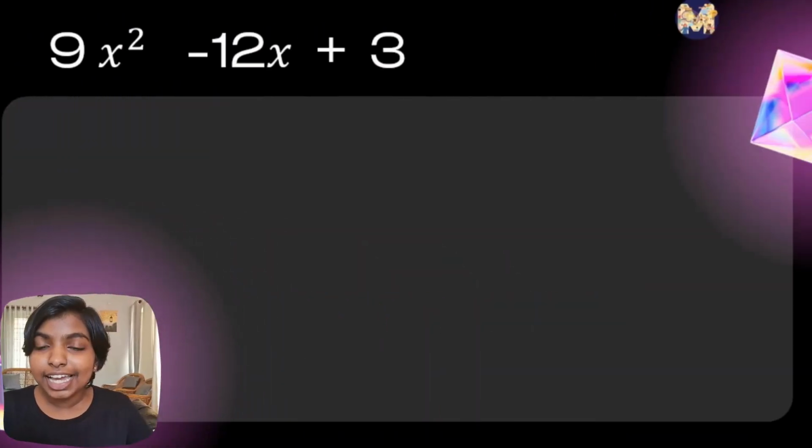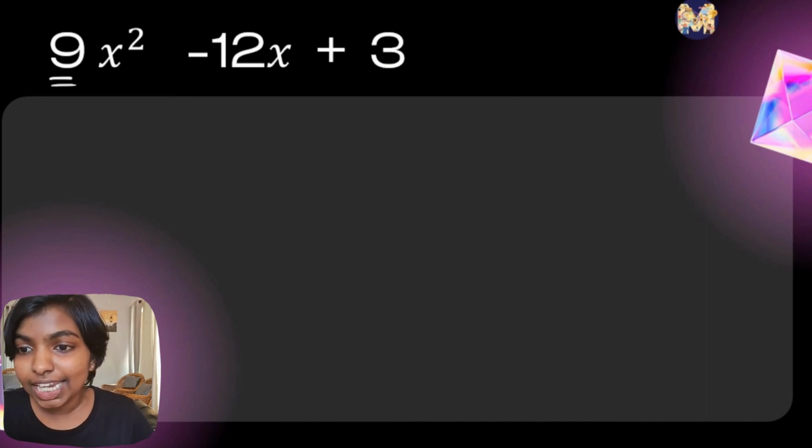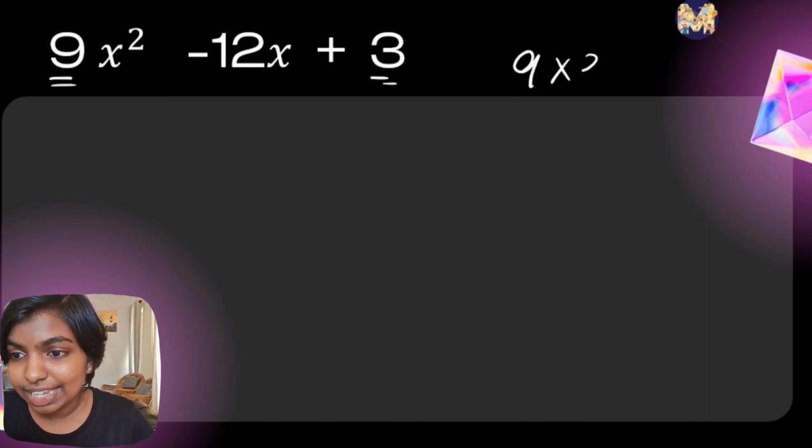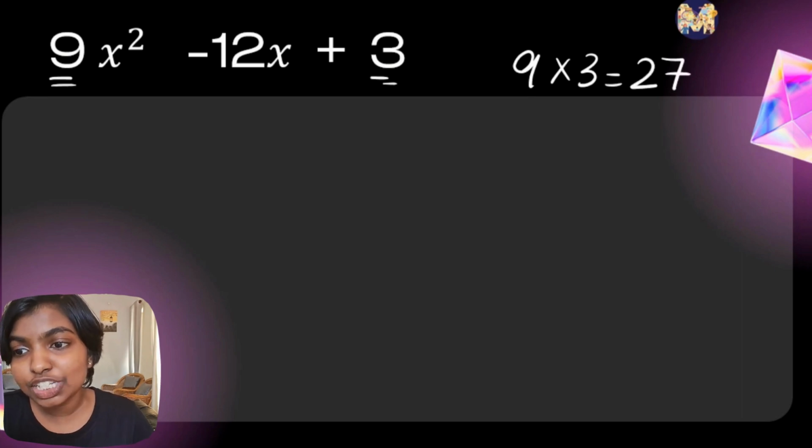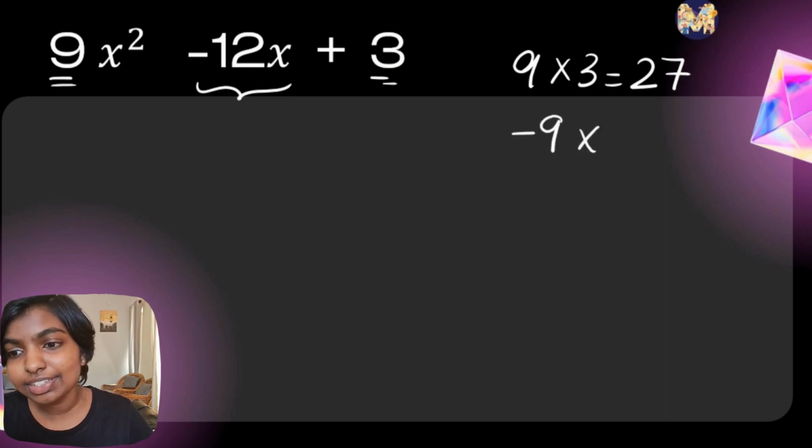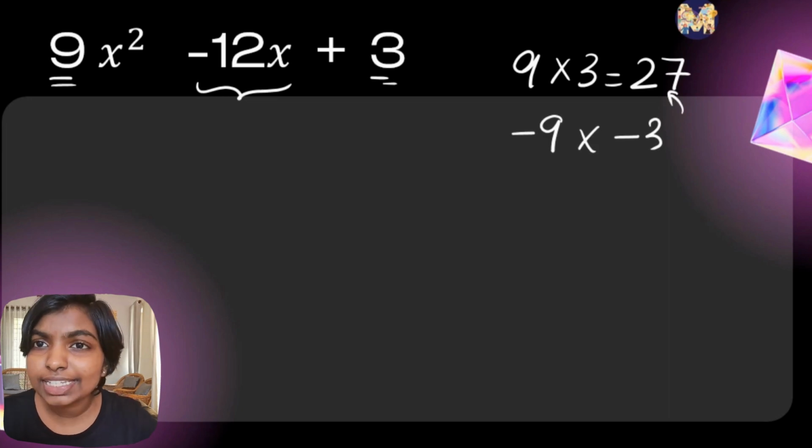The next question is 9x square minus 12x plus 3. Here, the product of 9 and 3 is going to be 27, right? We have to factorize this 27 into two numbers such that either their sum or the difference is going to give us minus 12, right? What numbers would that be? It's going to be minus 9 and minus 3, right? A negative number times a negative number is going to give us a positive 27. But their sum, minus 9x minus 3x, is going to give us minus 12x.